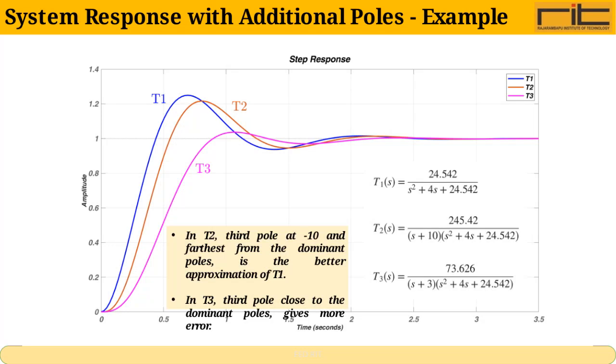Here, we're looking at how the placement of additional poles affects the system response. In the second case, T2, the third pole is located at -10, which is farther away from the dominant poles. This placement provides a better approximation of the original system, T1, because the dominant poles primarily govern the system's behavior. In contrast, for T3, the third pole is much closer to the dominant poles. This proximity actually introduces more error into the system's response, making it less accurate compared to T1.